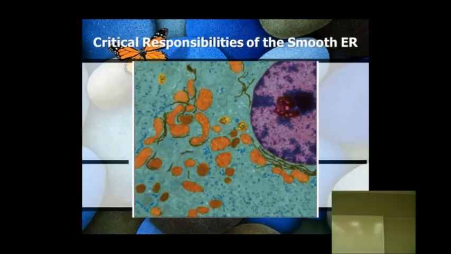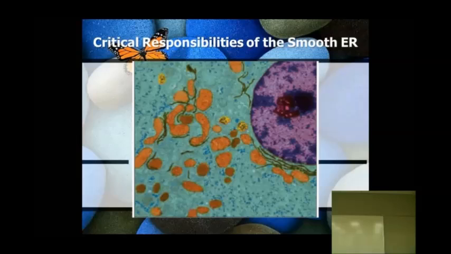And so the critical responsibility of the smooth ER is basically making sure that your liver functions. Because once you don't have liver function, that's due to cirrhosis of the liver, or if it's due to years of taking medications, whether they're legal or illegal, the smooth endoplasmic reticulum eventually, after so much wear and tear, is going to run out of the ability to take toxins out of your system.